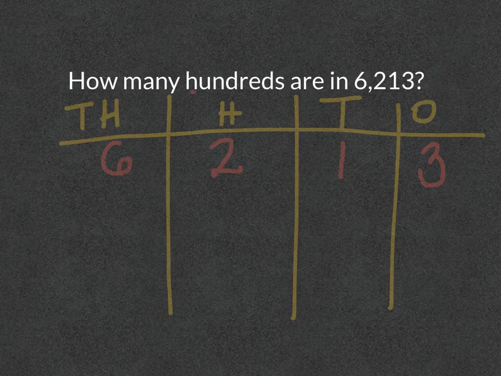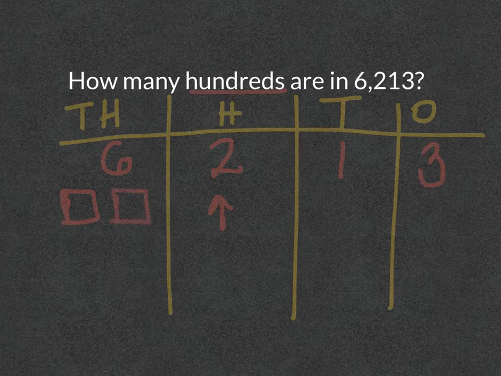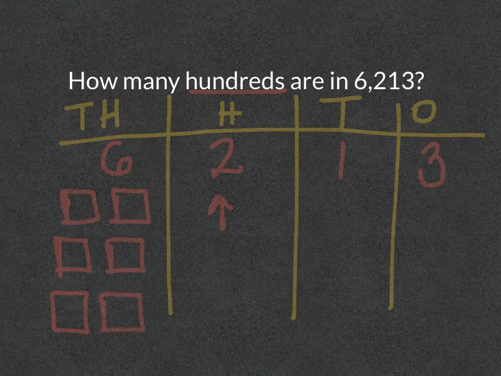I'm looking at how many hundreds there are again, and so I see that there are 2 hundreds in the hundreds place. But again, I have to remember that there are also hundreds in the thousands, because we have 6,000. So I can think of, okay, I have 6,000. I'm going to draw them out. 1, 2, 3, 4, 5, 6. And each thousand, we remember, has 10 hundreds in it.